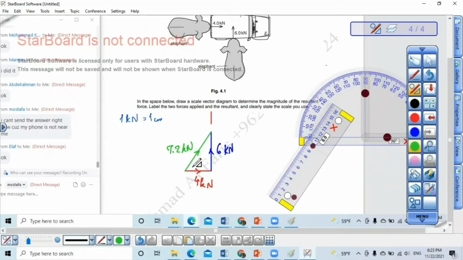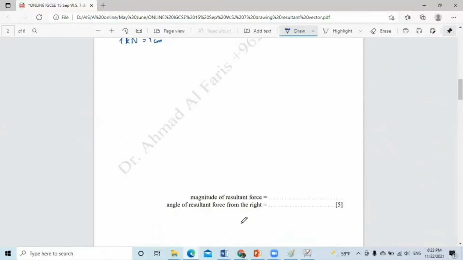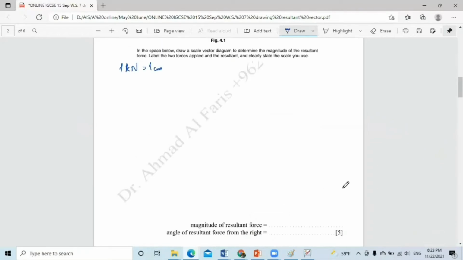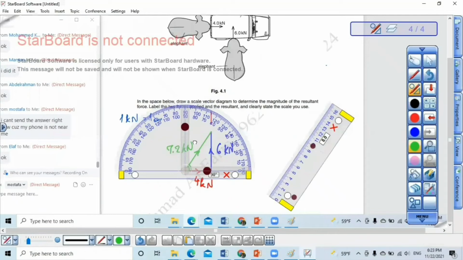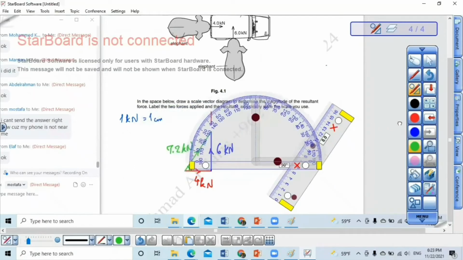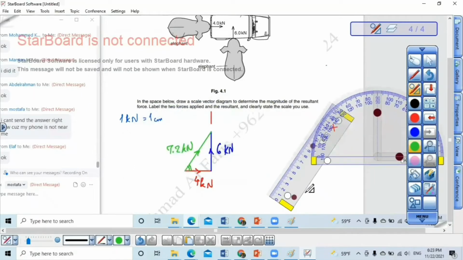Now maybe they will ask about this angle. For sure they will ask about the direction, the angle of the resultant from the right. So I bring my protractor and I'll measure the angle. It's 0, 10, 20, 30, 40, 50. It's approximately 55 or 56. Yes, approximately 56 or 57. And that's how we can get the answer.